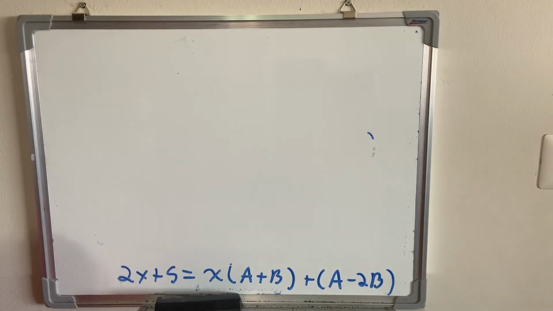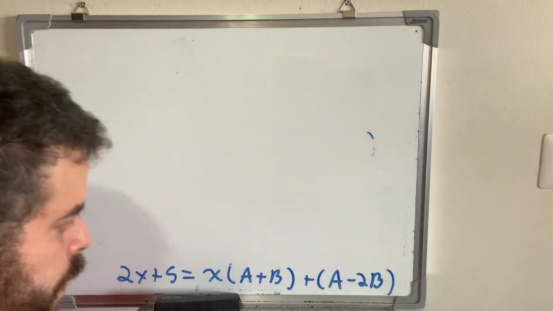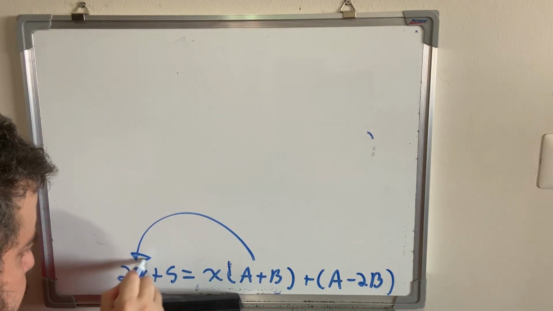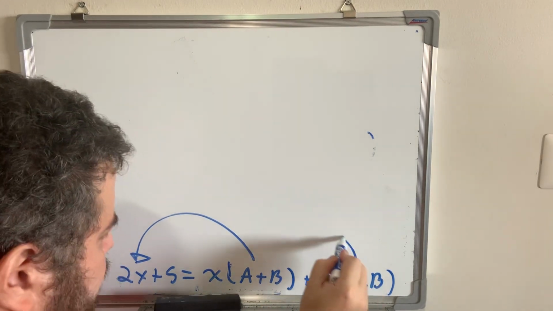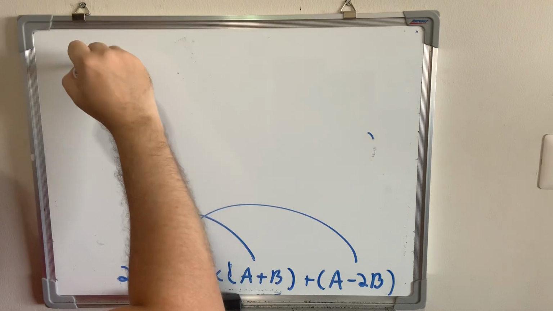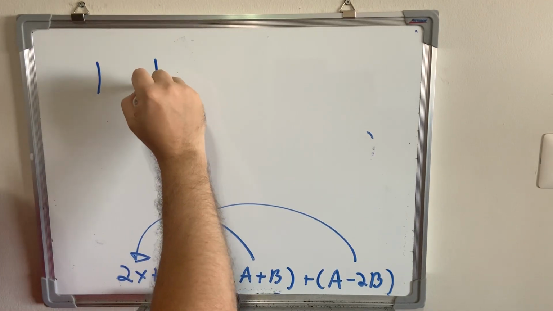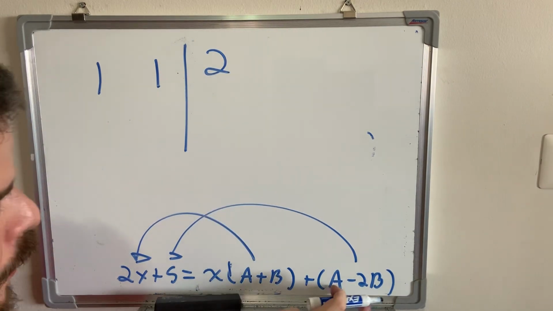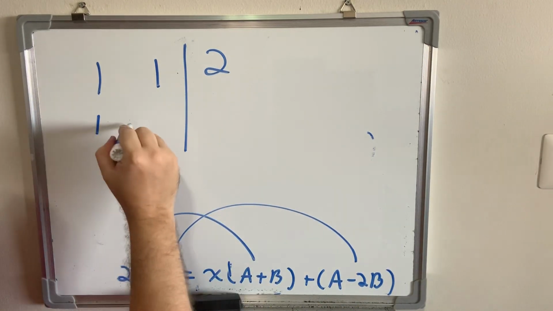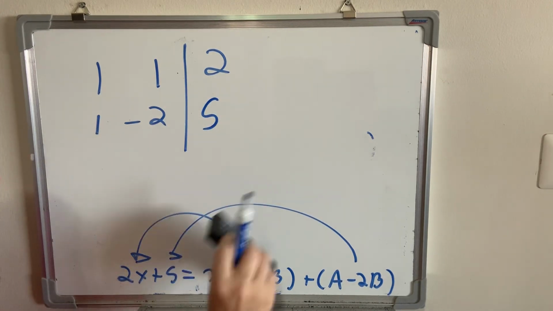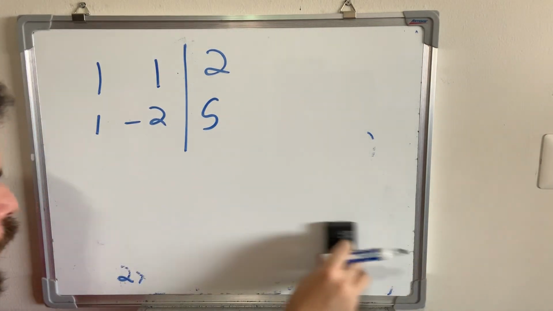So I have, actually I'm just going to write the matrix. Remember, the value of the x is going to give me this, and the value of the constants is going to be equal to this. So when I write a and b, 1 and 1 in my matrix, it's going to be equal to 2. And then I write these numbers, 1 and -2, that's going to be equal to 5. That's my augmented matrix.